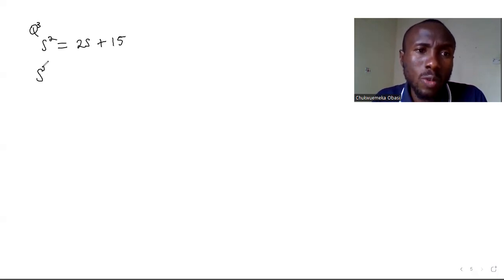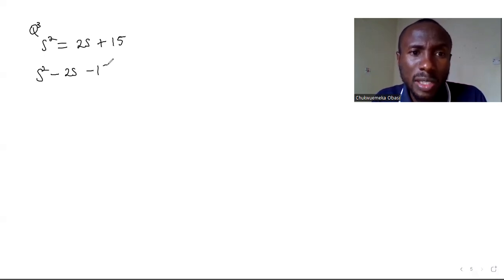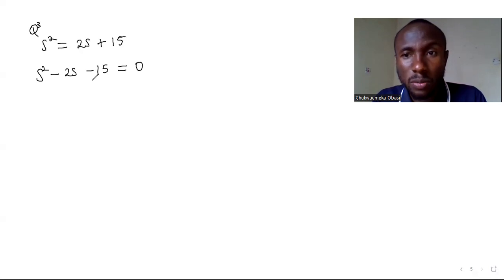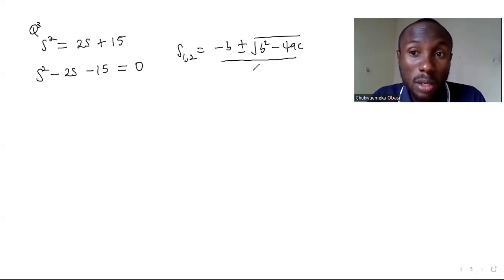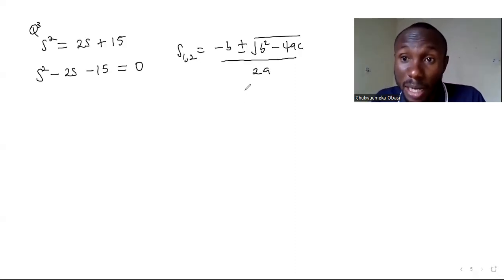So I have to have x squared. Take these guys into this equation. You have minus 2x. Take this guy inside. You have minus 15. Now equal to 0. So your quadratic formula should be x1,2 is equal to minus b plus or minus the root of b squared minus 4ac all over 2a, right?